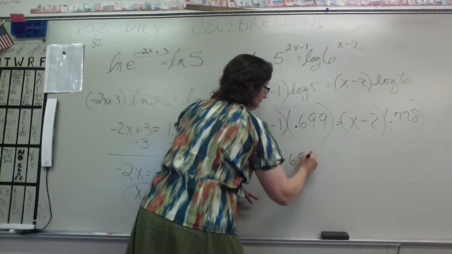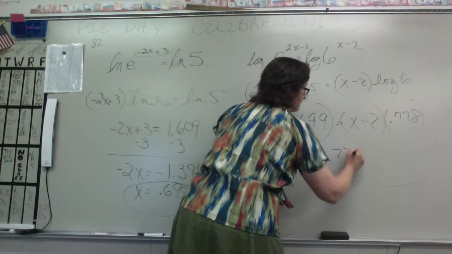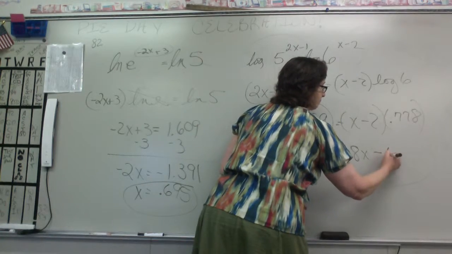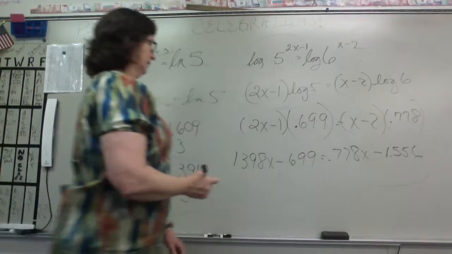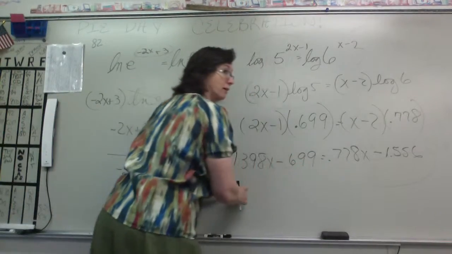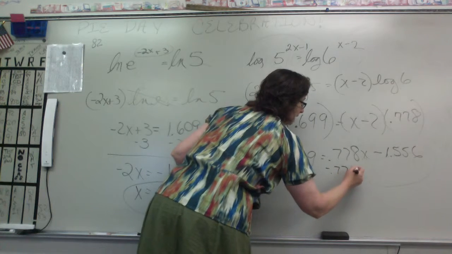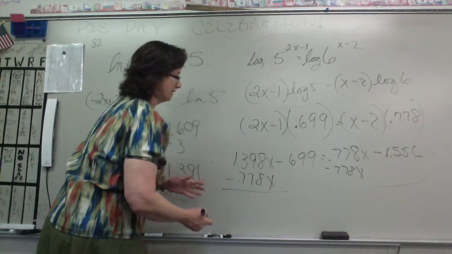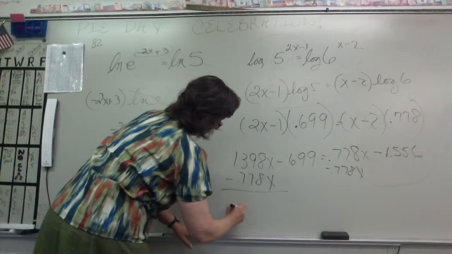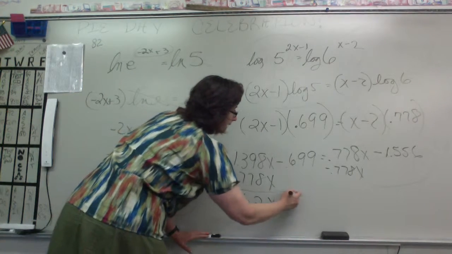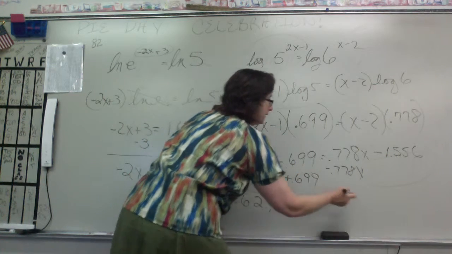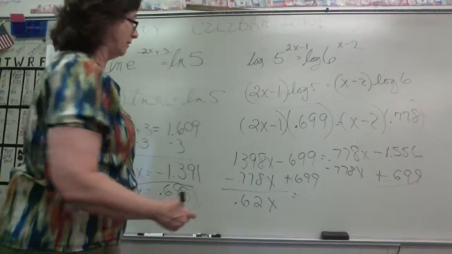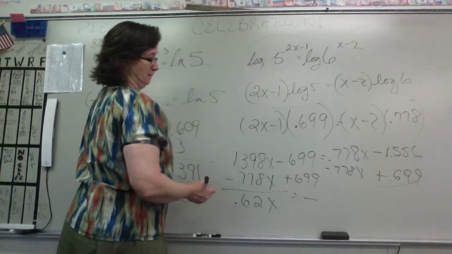Minus 0.699 is equal to 0.778x minus twice that, 1.556. All right, so now we're going to try to get our x's together. If I subtract 0.778x from both sides, what do I have left in the way of x's? 0.62x. And then if I add 0.699 to both sides, that's really a subtraction, isn't it? Because I've got a negative and a positive. So that's going to be negative 0.857.